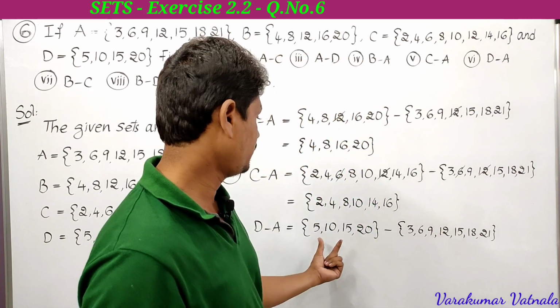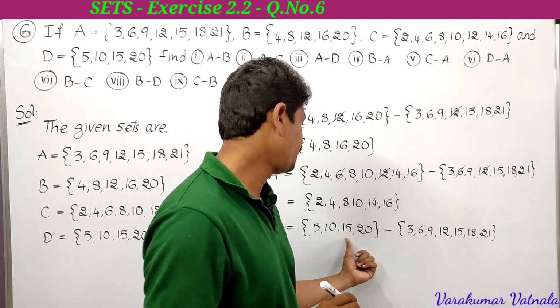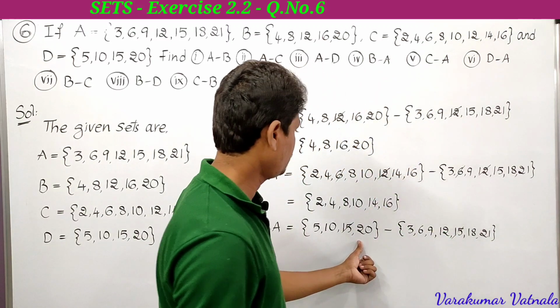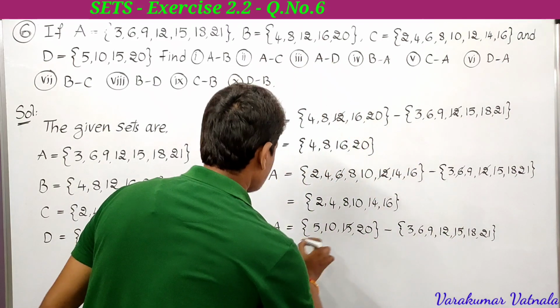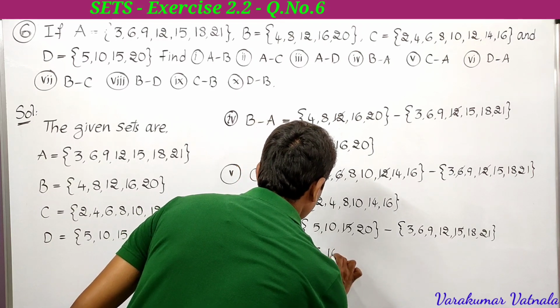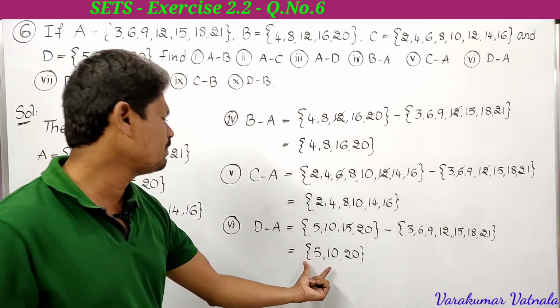So again identify the common elements. 5 is there, not there, 10 is also not there, 15 is the common element in both, so cancel 15. Here 20 is there, 20 not there. So what are the remaining elements in the first set? That is 5 10 20. These are the remaining elements in the first set. So this is set D minus A.